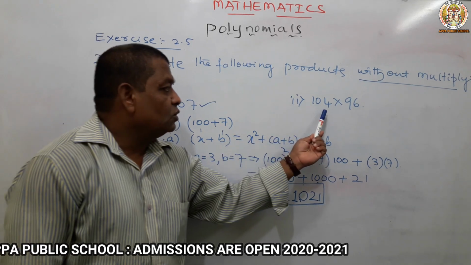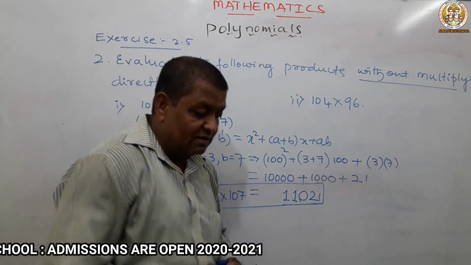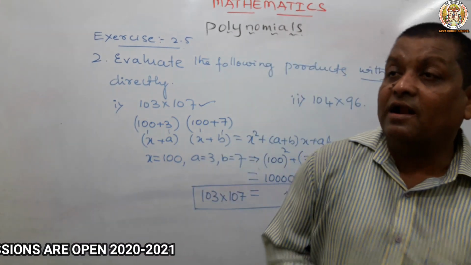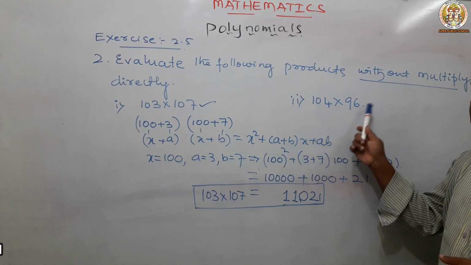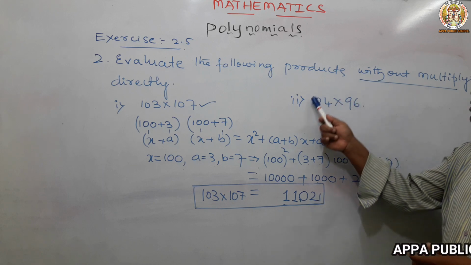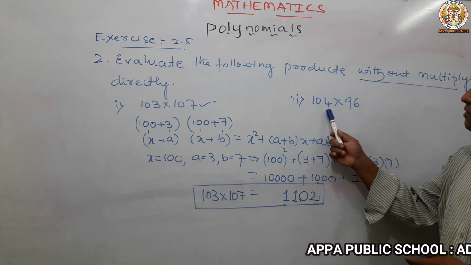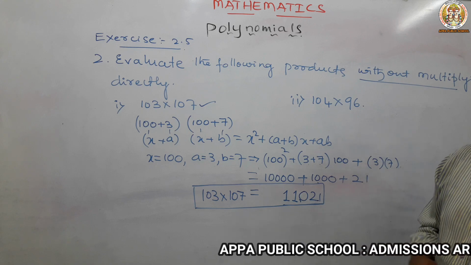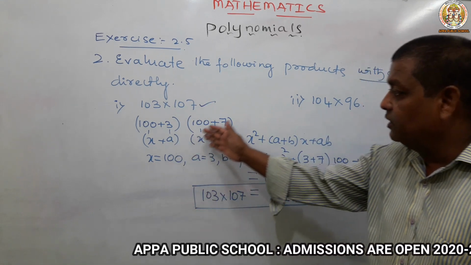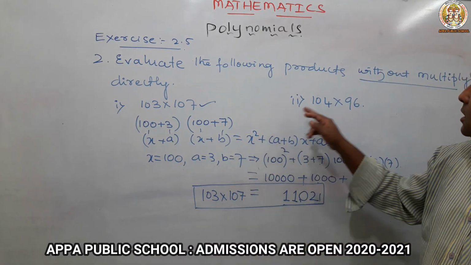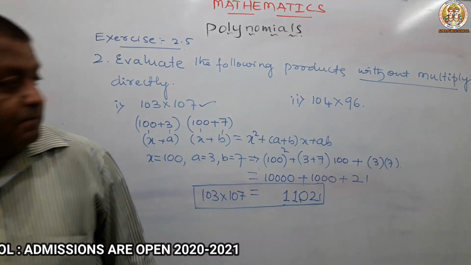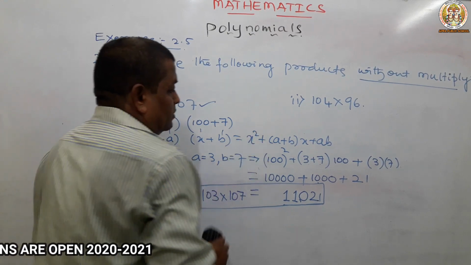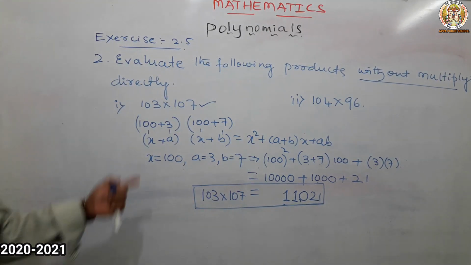So now I am coming to 104 into 96. 104 into 96. This formula will come in a different form. This type we already know, we did most sums. Now it is in another form. Okay, we will see how it is. Take 1 minute, just to see, 1 second.